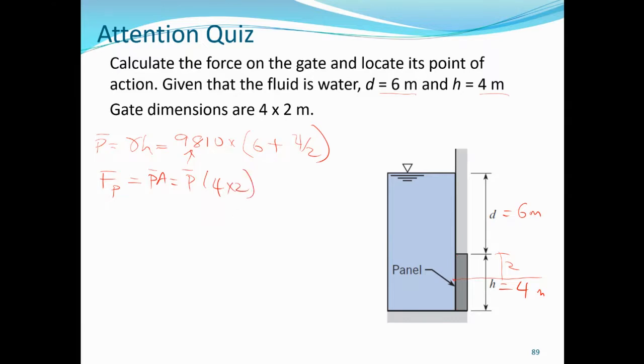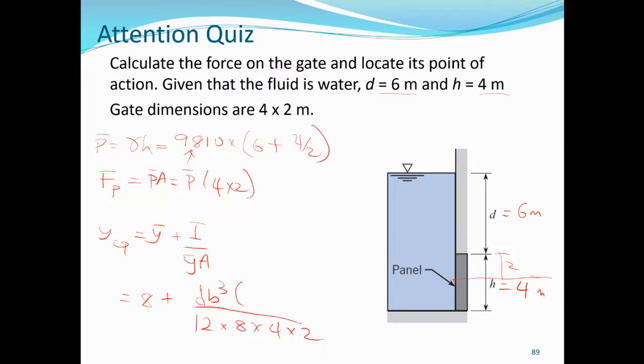And to get the center of pressure, Y_CP or Y_P, simply Y bar plus I over Y bar A. Okay. And then Y bar, don't forget, is the distance from the centroid to the top of the water surface, which is 8. So this is 8 plus I, which is d b cubed over 12 times Y bar. Y bar is 8 times the area, 4 by 2. Then you substitute d and b.